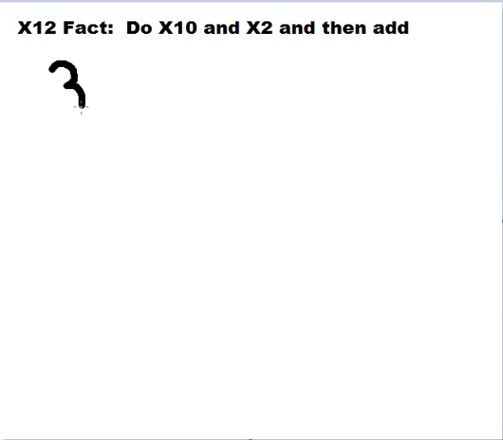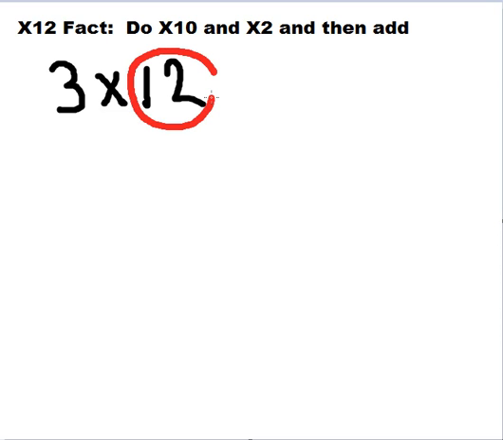We're going to do 3 times 12. We're going to circle the times 12 because that is the trick that we're using. And notice that 12 is equal to 10 plus 2. So we are going to take the 3 and we're going to multiply it by each of the two pieces rather than multiplying it by that big number.